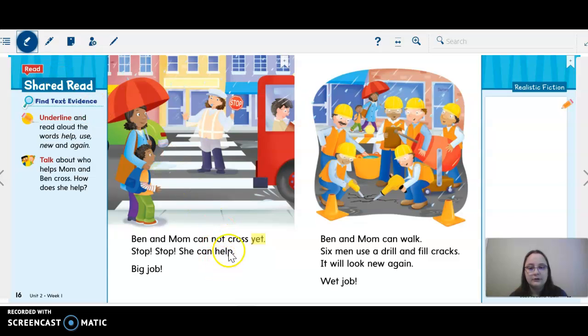So remember, yet is short E, help is one of our sight words. Ben and Mom can walk. Six men use a drill and fill cracks. It will look new again. Wet job. Okay, so again is one of our sight words. So far we have not been able to confirm our prediction of him seeing a teacher. So let's keep reading and find out if we can.